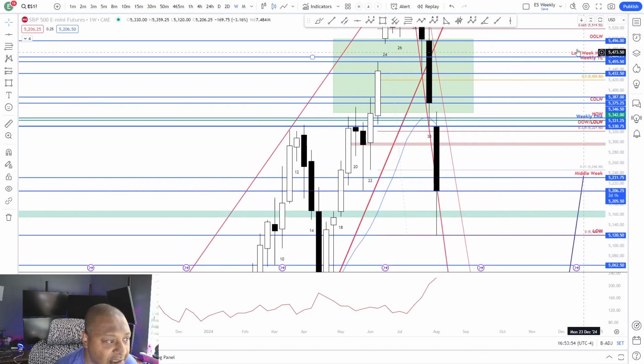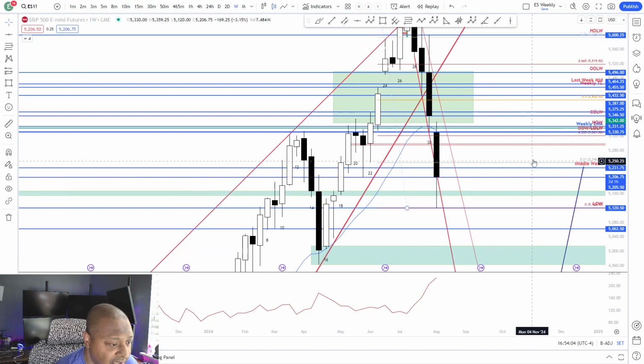Apart from that, I will keep the lines on the top of the weekly chart just that way, because nothing has changed as of now. These are just telling us about the weekly midpoints, the open and the closes. So I will leave it like that.